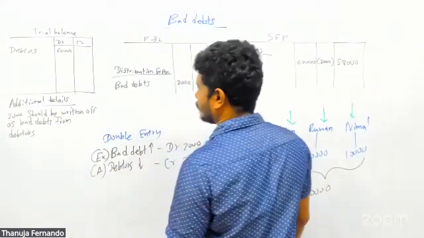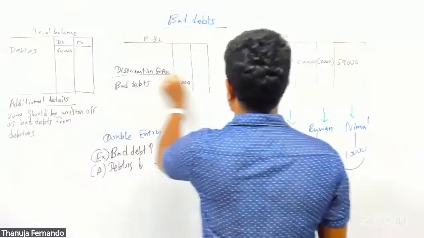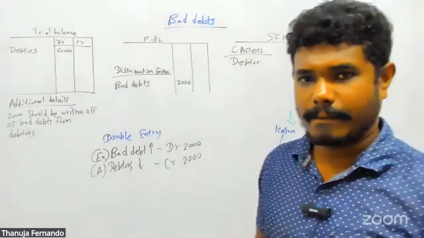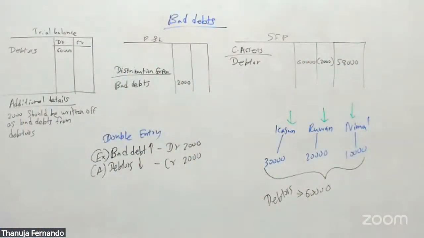This one is the double entry. This one is the statement entries. Right. Hurry up.